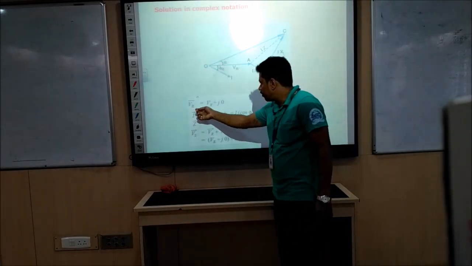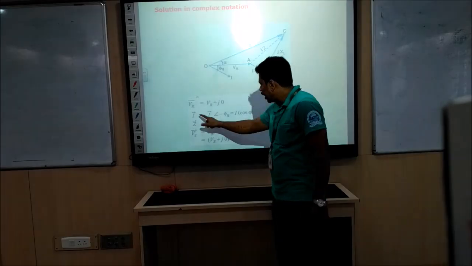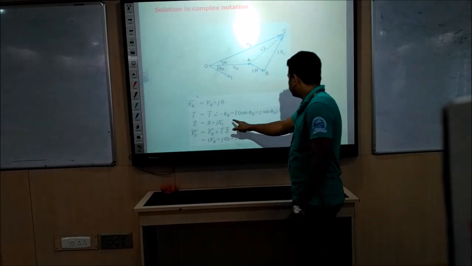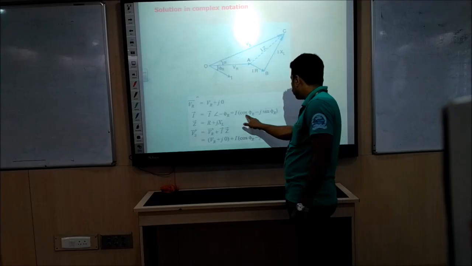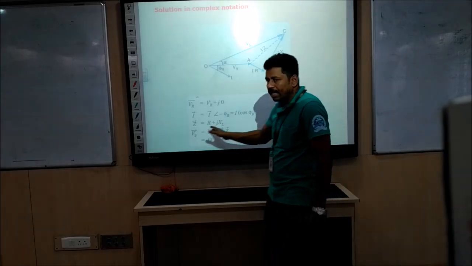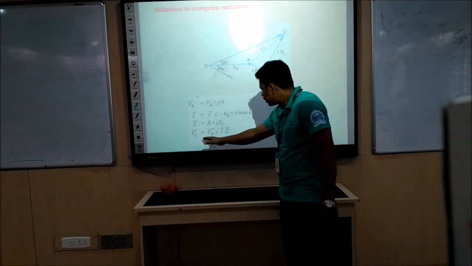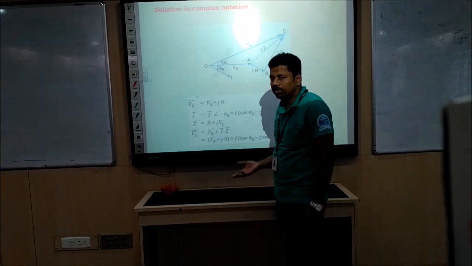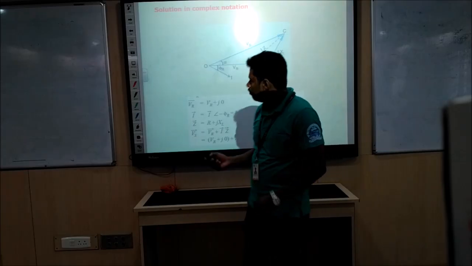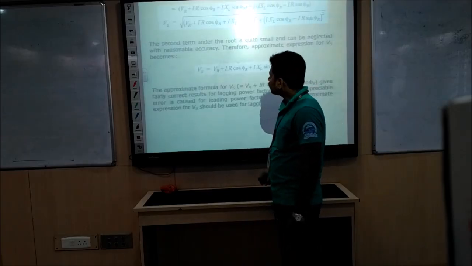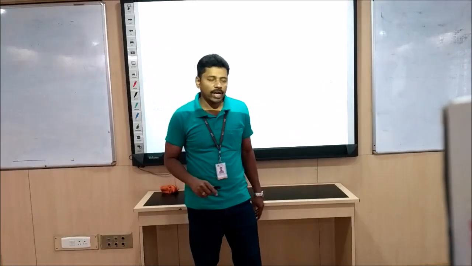Since we take VR as reference, it is VR plus j0. The current is always lagged by an angle of phi r. That is why I is I angle minus phi r, which is I into cos phi r minus j sin phi r. Z is the total impedance of the transmission line, which is R plus jXL. And Vs is VR plus I into Z, the vectorial addition of VR plus I into Z. So using this, you can find the value of Vs.